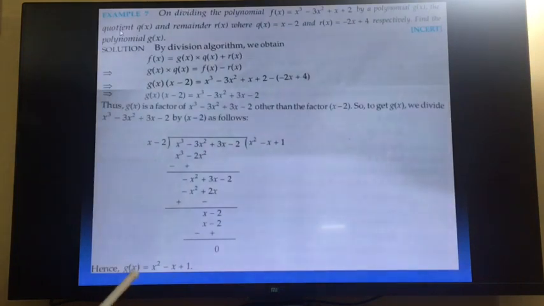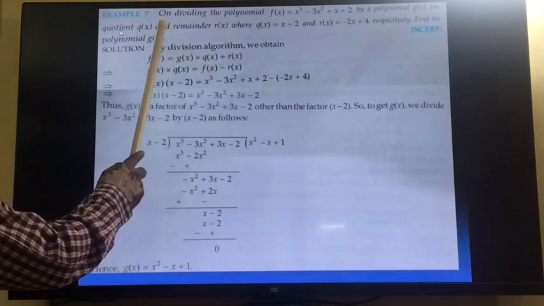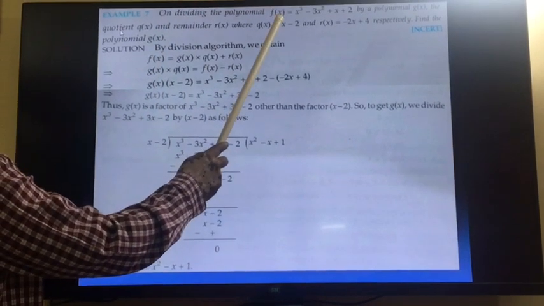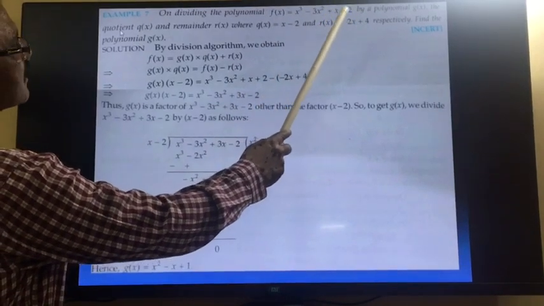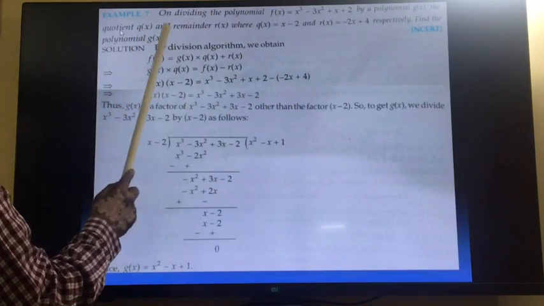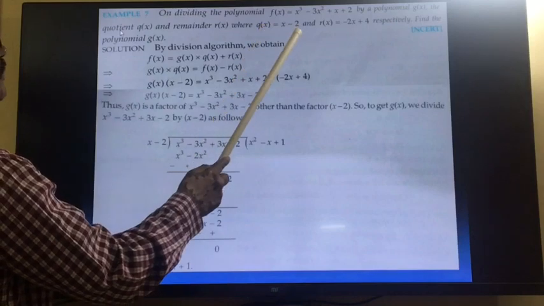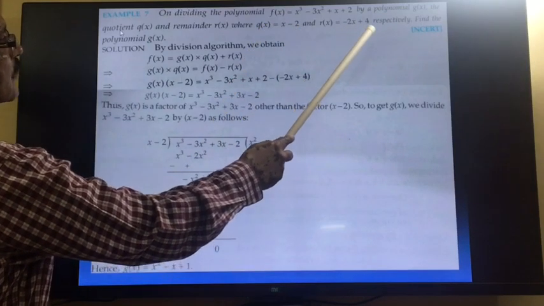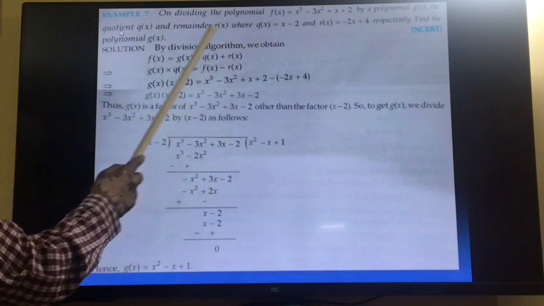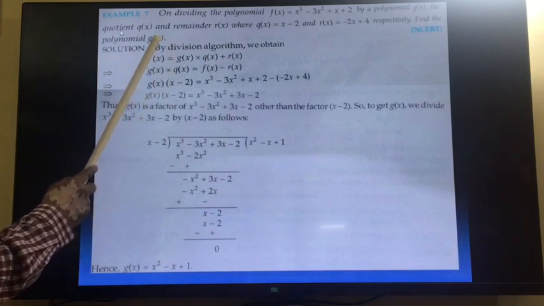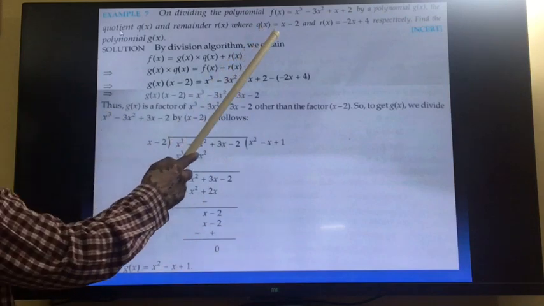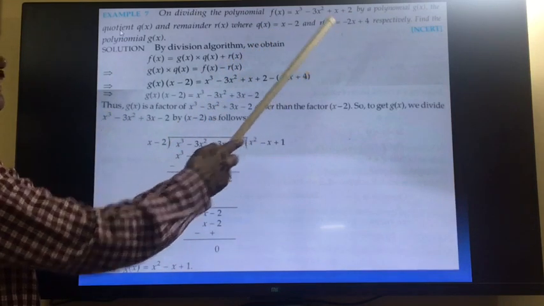Now see the next question here on dividing. If you read it, you will understand what is the variety of this. On dividing the polynomial fx is equal to x cube minus 3x square plus x plus 2 by the polynomial gx, and the quotient is qx and the remainder is rx, where qx is equal to x minus 2 and rx is equal to minus 2x plus 4 respectively, then find the polynomial gx. Here gx means divisor is not known to us, but what is known? Qx, that is quotient is known, and rx, remainder is known.